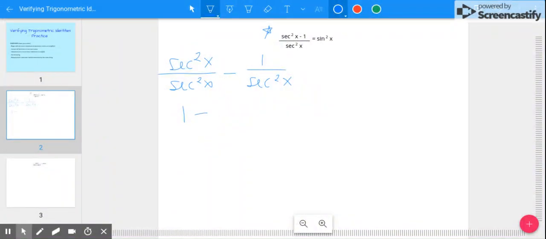And then a basic reciprocal identity of secant squared of x, secant becomes cosine, so that would be a cosine squared of x. And now we could go to a Pythagorean identity because 1 minus cosine squared of x, if we manipulate our sine squared plus cosine squared, that should equal sine squared of x. And there we have it. First one verified.